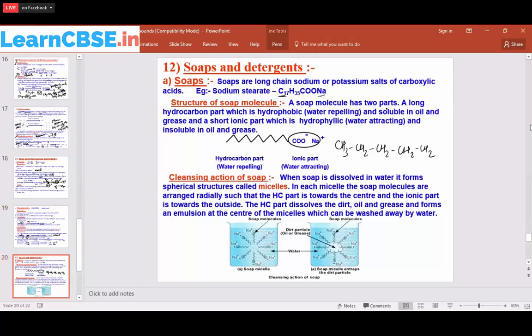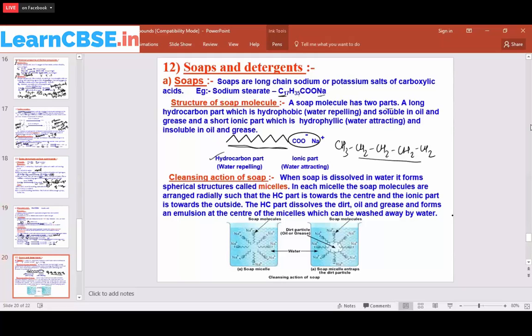It has two parts. C17H35COONa has two parts. The first one is the long hydrocarbon chain. It contains only hydrocarbons. There are no other atoms, no oxygen or sodium, only carbon and hydrogen. So the long hydrocarbon part is present, and this is hydrophobic.